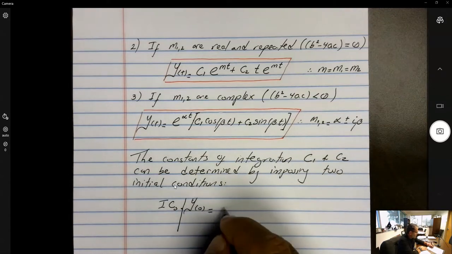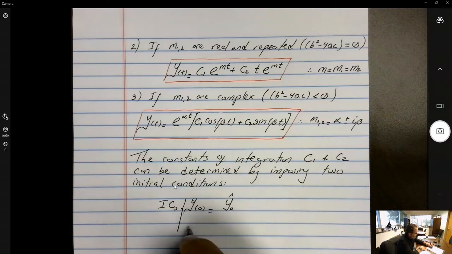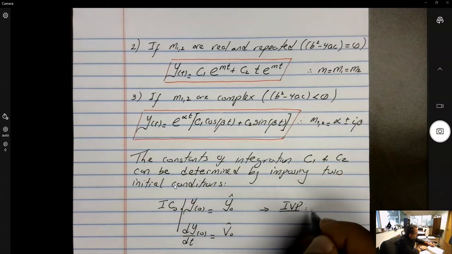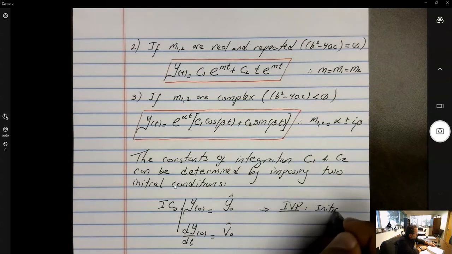The first one is, what is the field variable at time equals 0? And the other one is, what is the derivative with respect to time of the field variable at time equals 0? So we can call that position 0 and velocity 0. If y is actually a position, then dy/dt would be a velocity. So this conforms what we call an initial value problem.